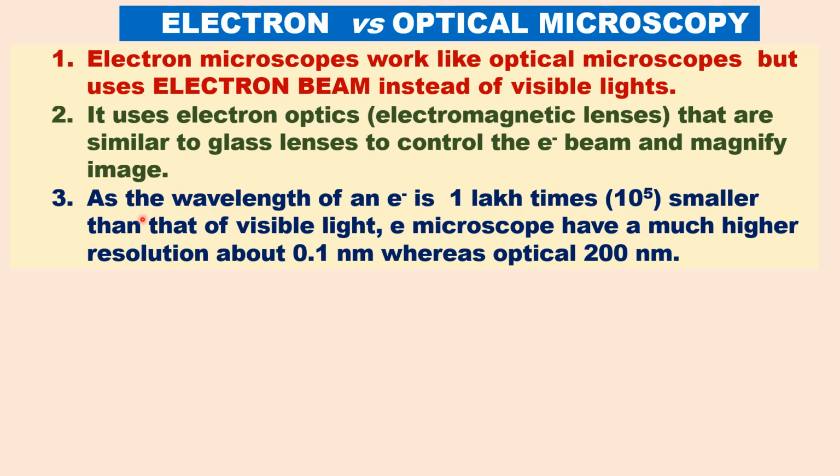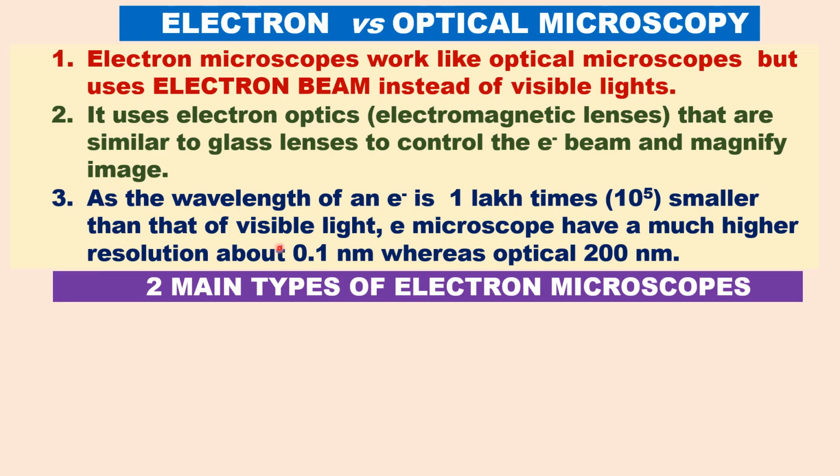Third point, the wavelength of the electron beam is 10 power 5 times smaller than visible light. That is, electron microscopes have a much higher resolution of about 0.1 nanometer. It is ideally suited for nanomaterial characterization studies, whereas optical microscopy resolution is above 200 nanometer.